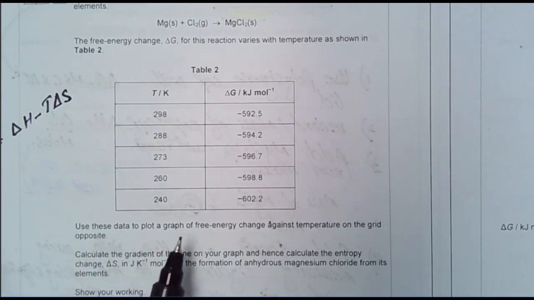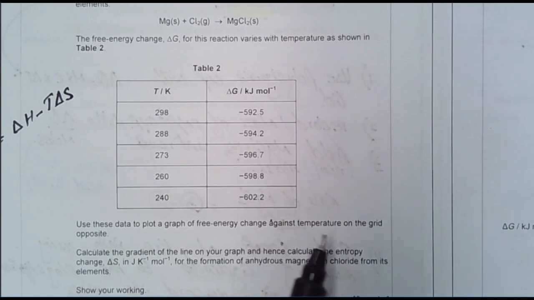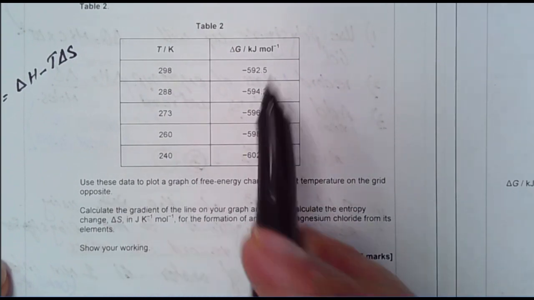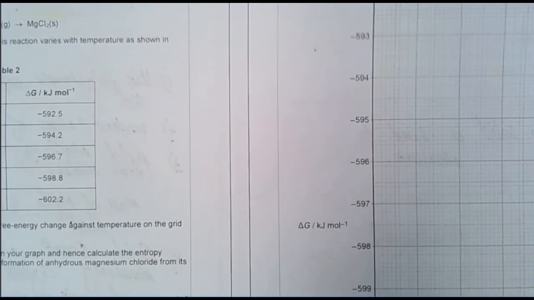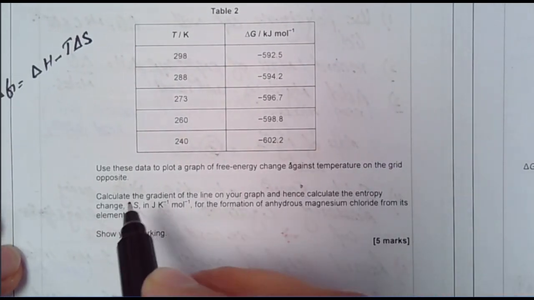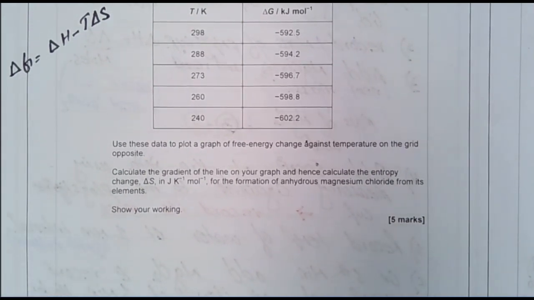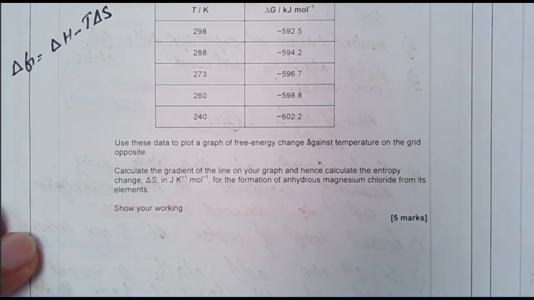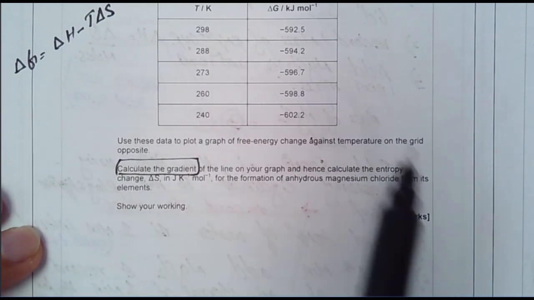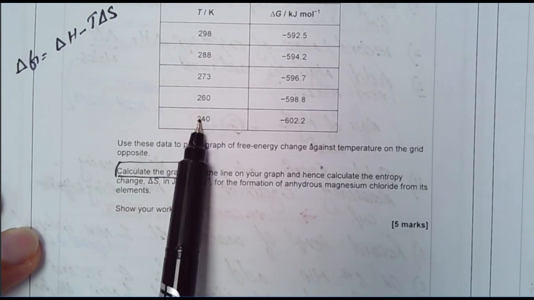It says use these data to plot a graph of free energy change against temperature on the grid opposite. You have to plot this data on this side of the page. It says calculate the gradient of the line of your graph and hence calculate the entropy change in joules per kelvin per mole for the formation of anhydrous magnesium chloride from its elements. Now they've spoken something about the gradient. So if I look at this, what am I doing? I'm going to plot delta G on the y-axis, and I'm going to plot the temperature on the x-axis.